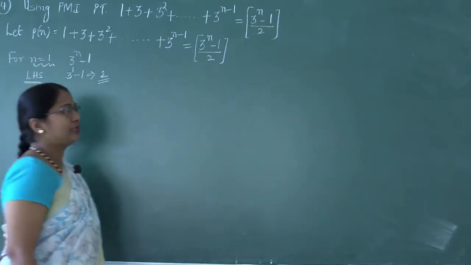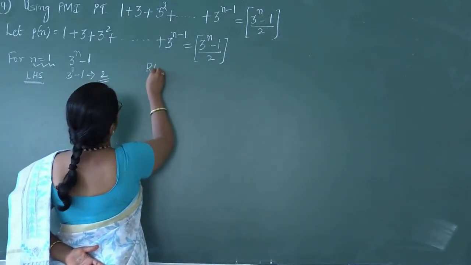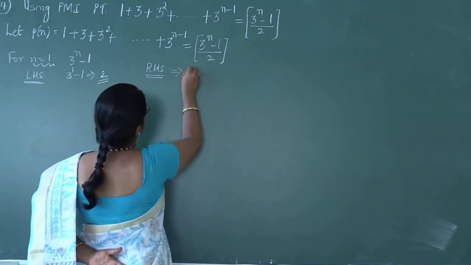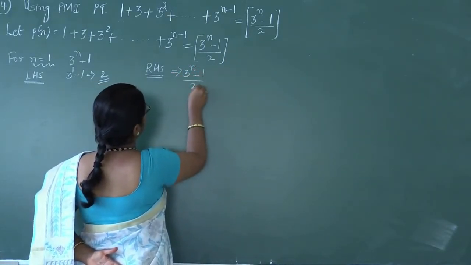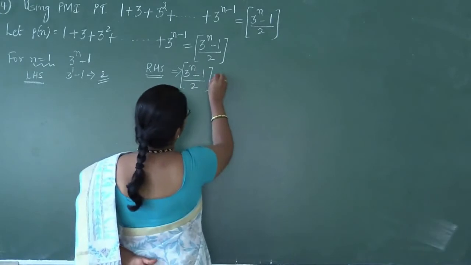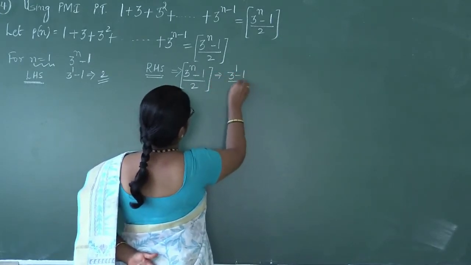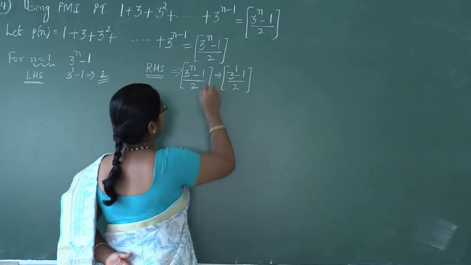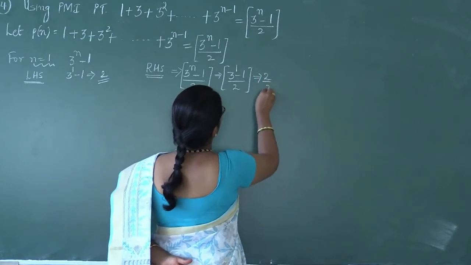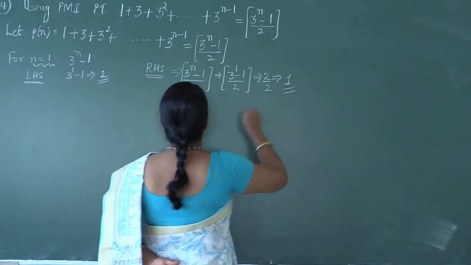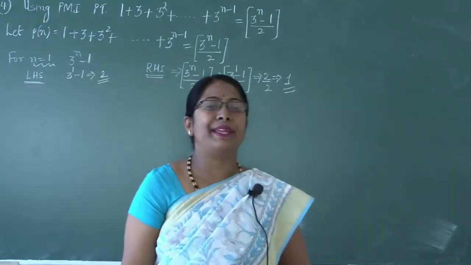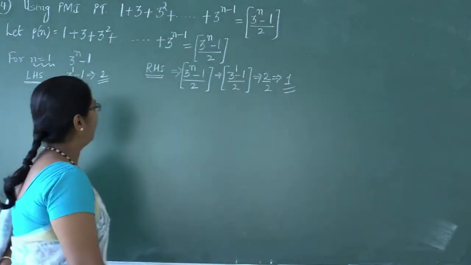Now, we shall solve the RHS part. What is RHS? This term is called RHS. So what is given in the RHS? (3 power n minus 1) divided by 2. As I told you earlier, n takes the value 1. So what will this sum up to? (3 power 1 minus 1) divided by 2. What is 3 power 1? 3. 3 minus 1 will be 2. So what is 2 divided by 2? It sums up to 1. So LHS is equal to RHS. Therefore, the given statement is true for n equal to 1.